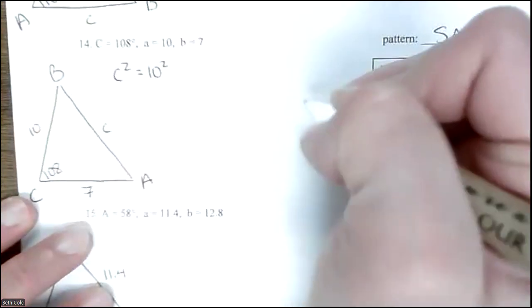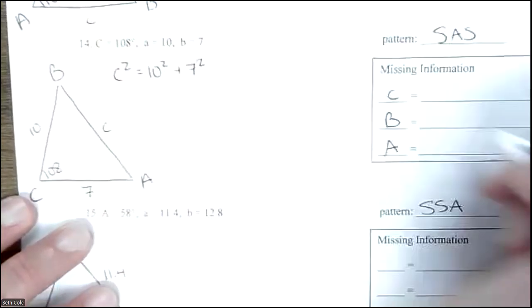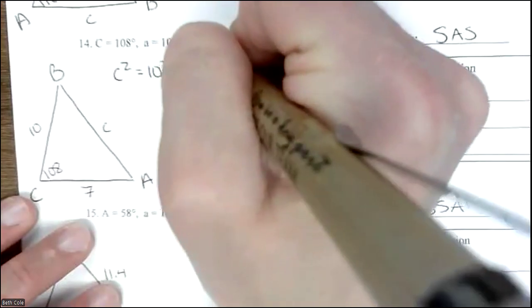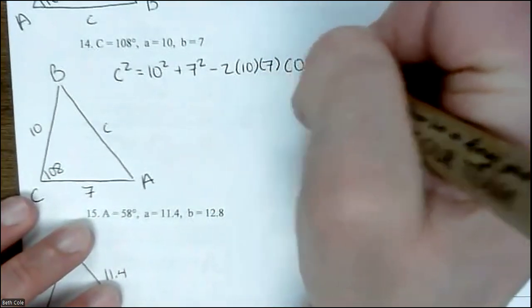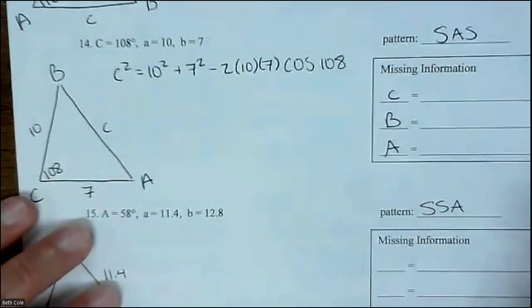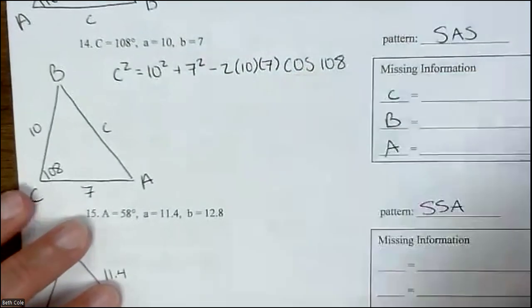10 squared, good. Plus 7 squared. Minus 2, and then repeat them. Cosine of 108. Not sine, it's cosine. It's law of cosines.